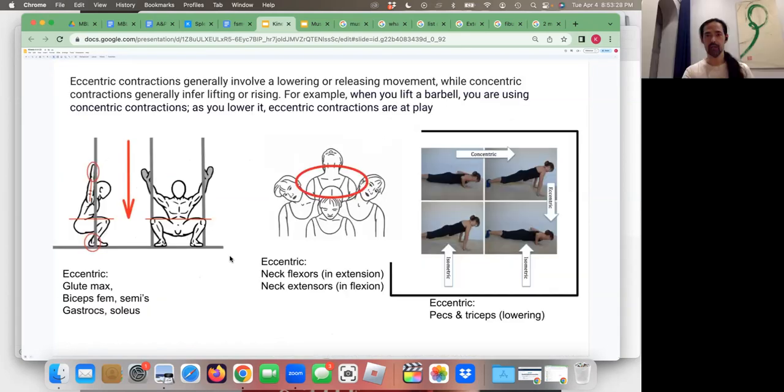Okay, so if you squat down, there are 3 joints involved. There's the hip joint, the knee joint, and the ankle joint. So I want to explore which muscles are agonist when you squat down and which muscles are antagonist. Remember, the agonist will be contracting concentrically, the antagonist will be contracting eccentrically.